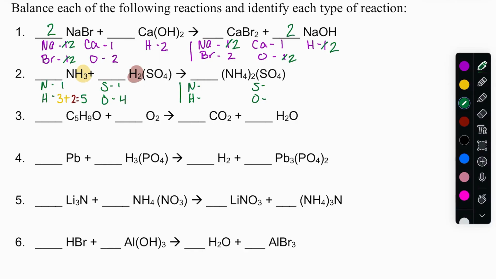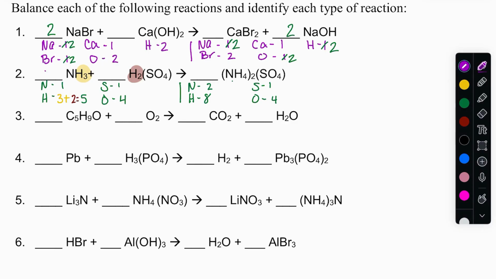On my product side, my nitrogen is a 1 inside the parentheses times 2 outside the parentheses, which is 2. Hydrogen is 4 inside times 2 outside, so that would be 8. Sulfur is 1 and oxygen is 4. So my hydrogens are weird. I don't want to mess with them if they don't have to, so let's start with my nitrogens first.